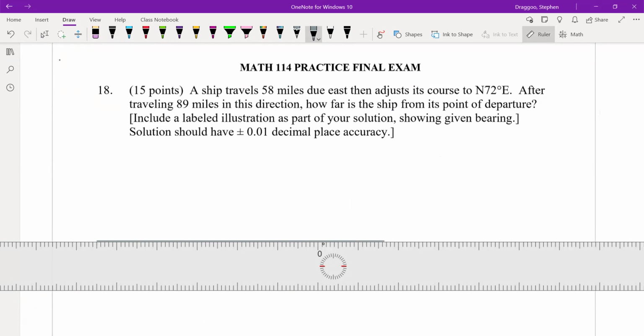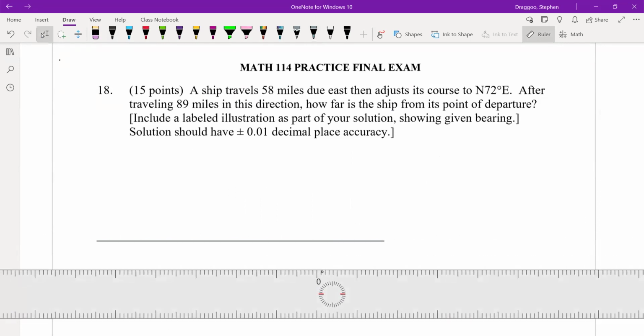So I'll draw that diagram in. Now, that means it's going to start out here at point A. We'll just use A, B, and C to represent the various points of this ship along its journey. It's going to travel out to some point B, which is where it's going to change its heading.